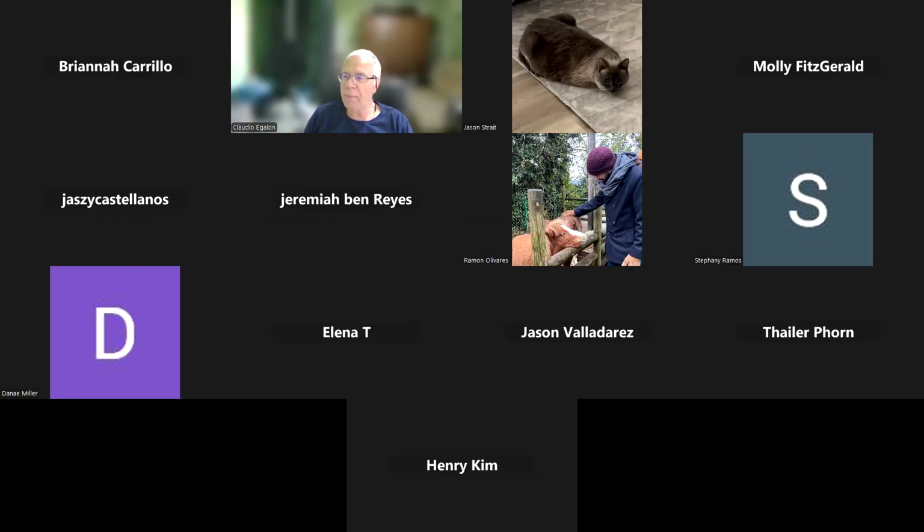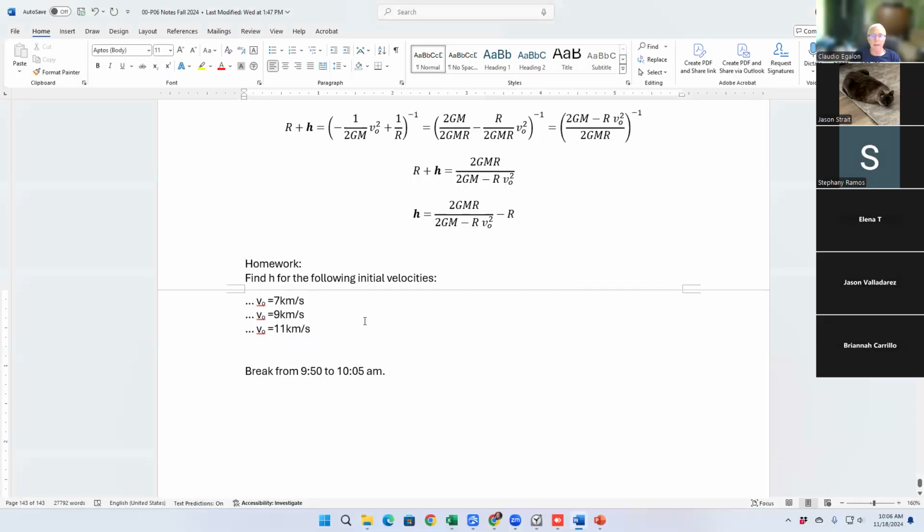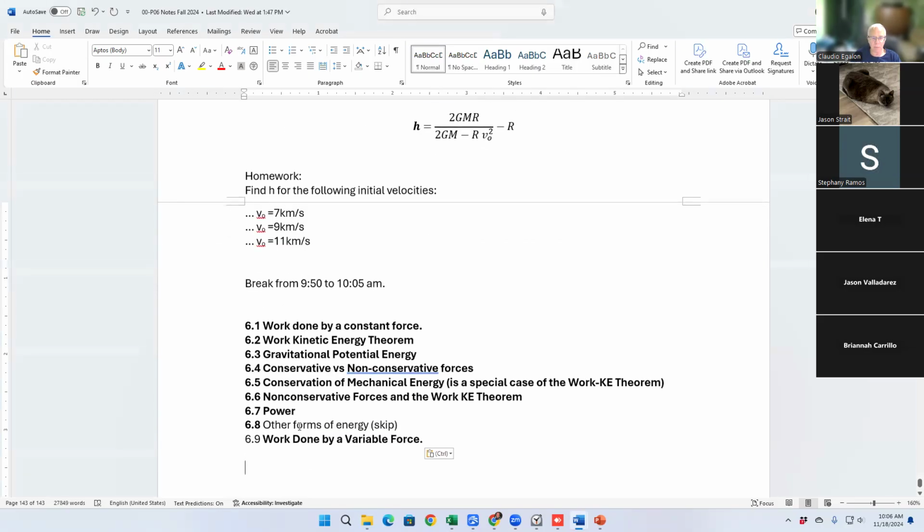Okay, share the screen. Okay, and finally, the last thing in this chapter is going to be power. I'm just going to copy and paste all the sections of this chapter. We didn't cover this one, so you're not going to be covering it, although it's nice that you know that there are other forms of energy. Okay, and so let's talk about power.